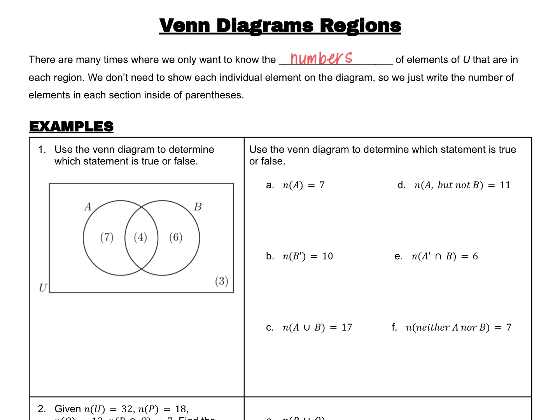Question A says that the number of elements in A is equal to 7. If I circle all of the numbers that are currently in A, I should get 7. So I have 7 elements that are only in A, and then there are 4 elements that are in A and B. That is a total of 11. So here I would be able to say that the number of elements in A is equal to 11, which means that is a false statement.